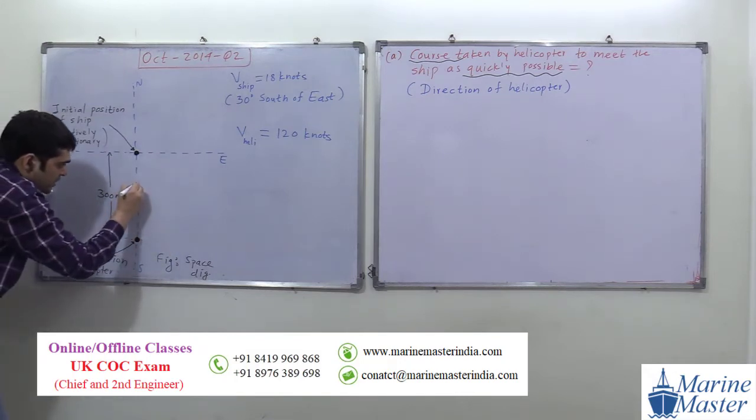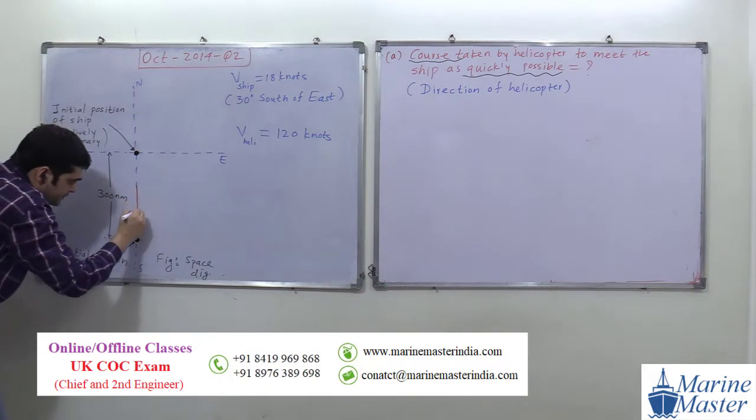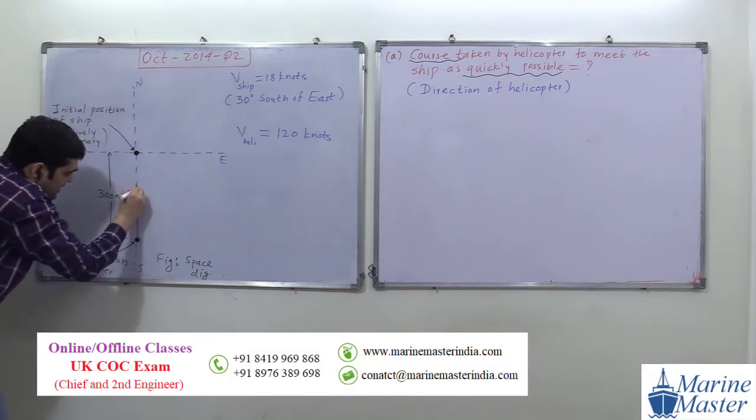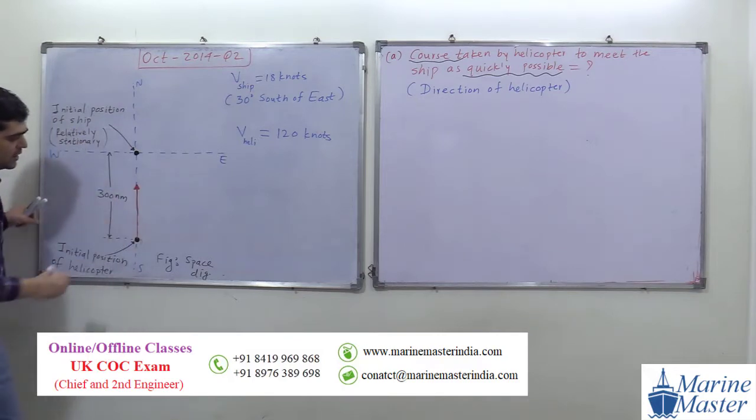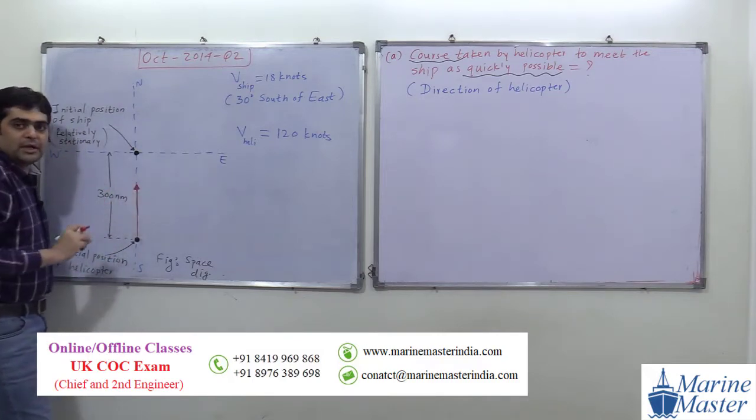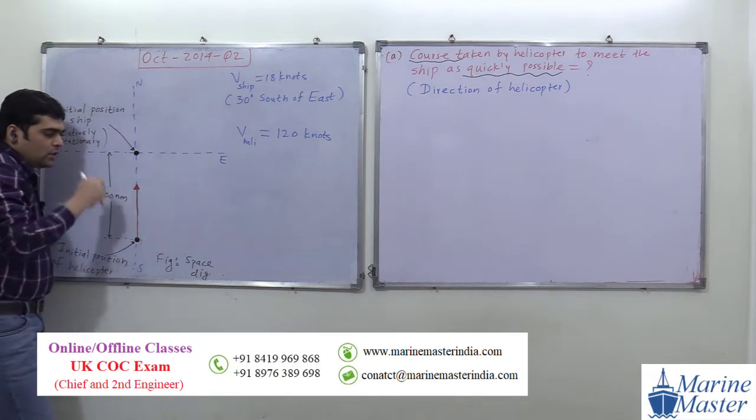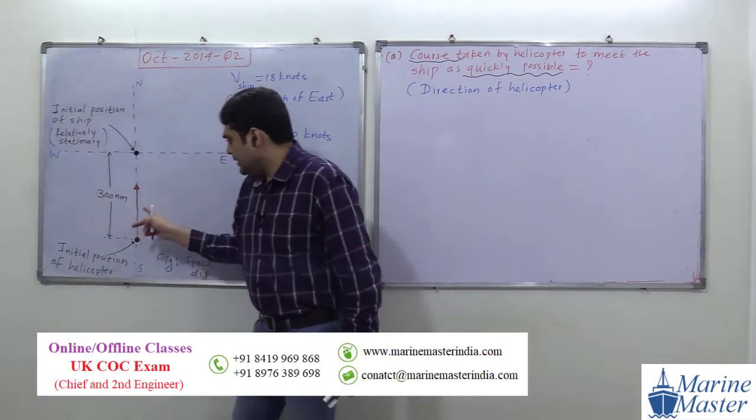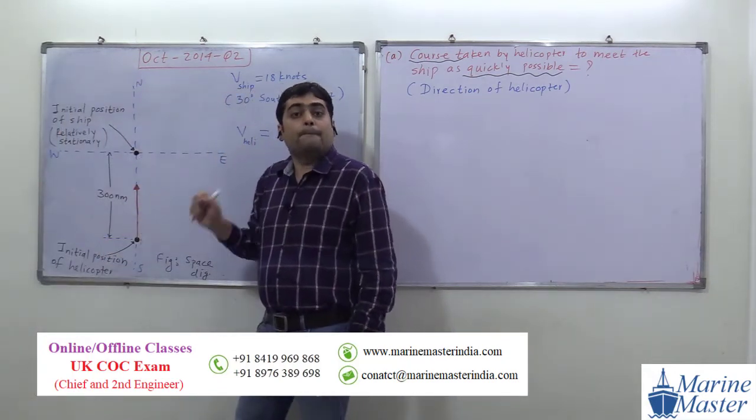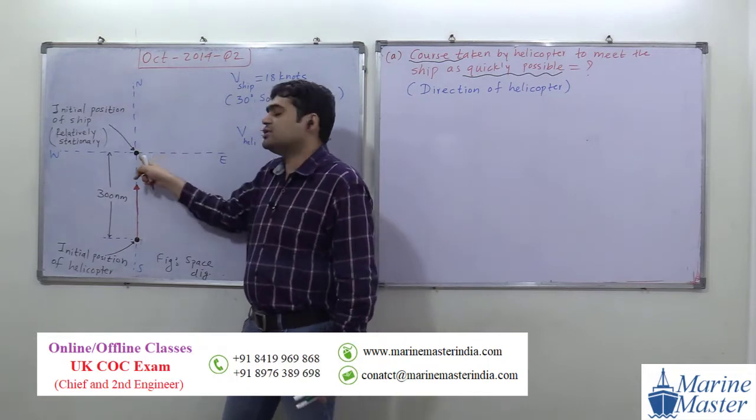Try to see the scenario here. So this straight line indicates what? This is the path of the helicopter. Now what does this red line indicate? The path of the helicopter to meet the ship as quickly as possible.